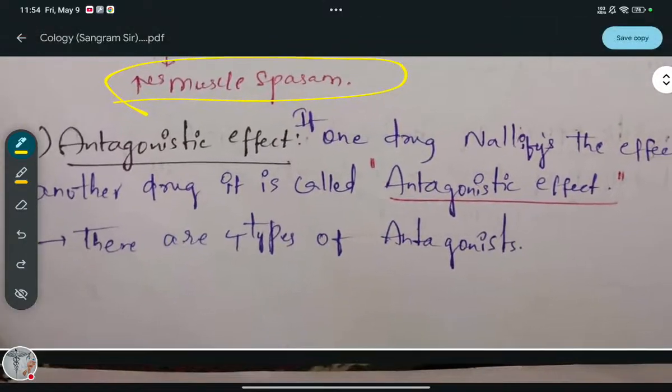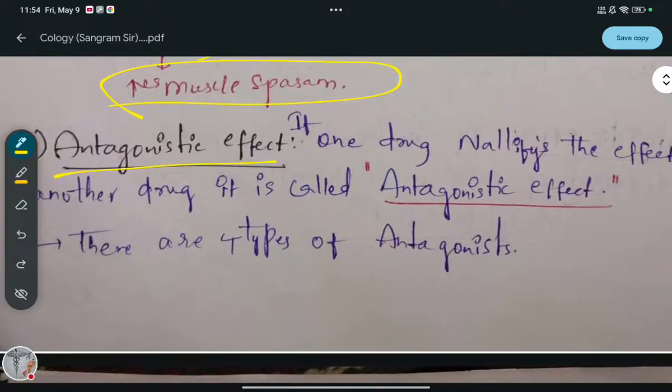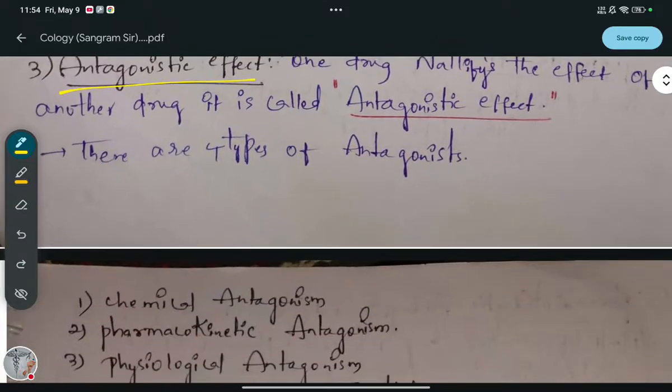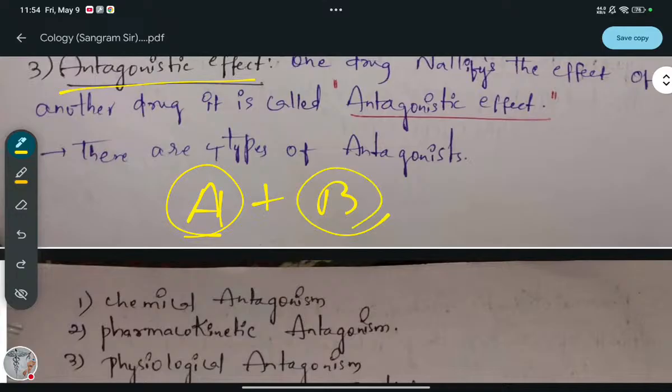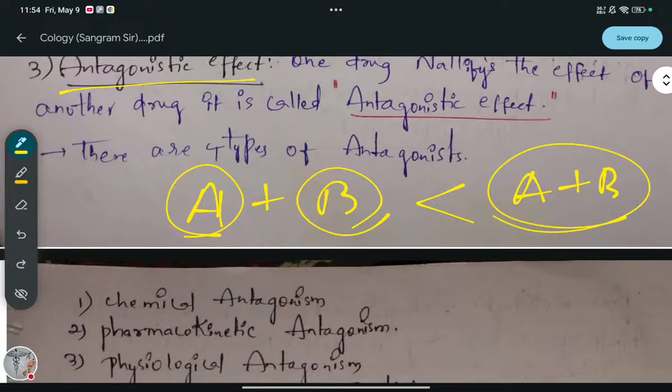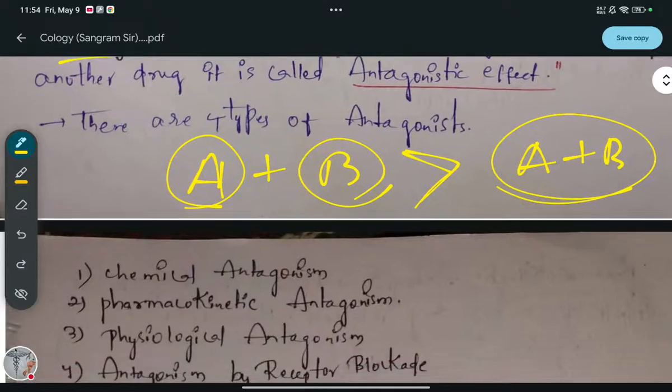Okay, next is antagonistic effect. Antagonistic effect means when you take an individual drug A, it will have its individual effect. When you take another individual drug B, it will have its own individual effect. But when you take both drugs A plus B in combination, it will have less effect. So why does this happen? It happens due to antagonism.